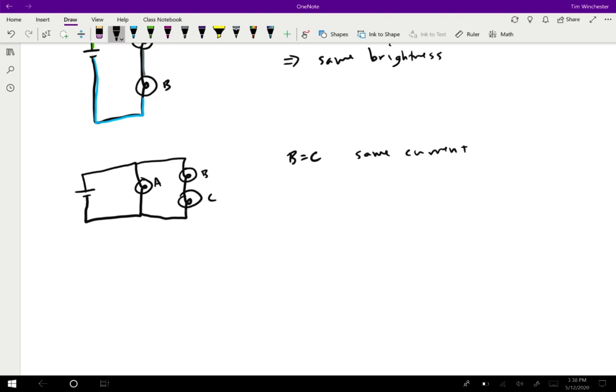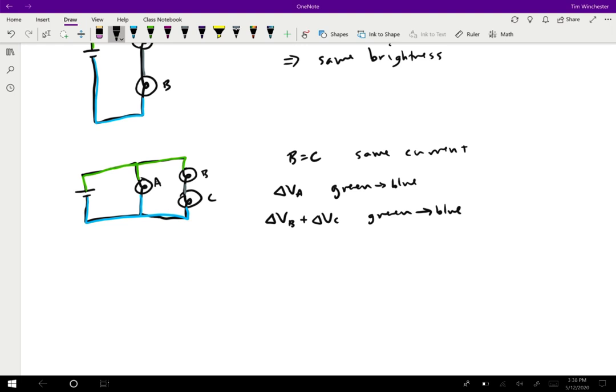Okay, but how do we relate A to those two? Well, let's color the potentials. So if I color this wire some color, green, and I color this other wire some different color, blue, and then I pick a third color to go in between the bulbs, gray, well, then I can see that the potential difference across A is green to blue. And the potential difference across B plus the potential difference across C is from green to blue.